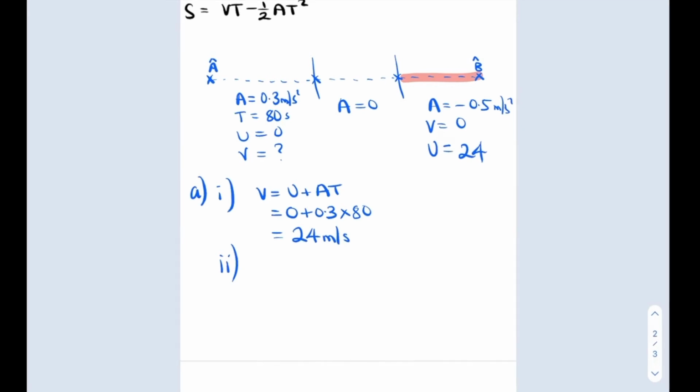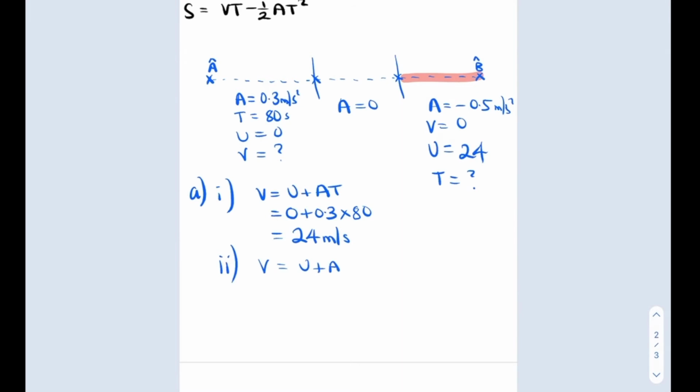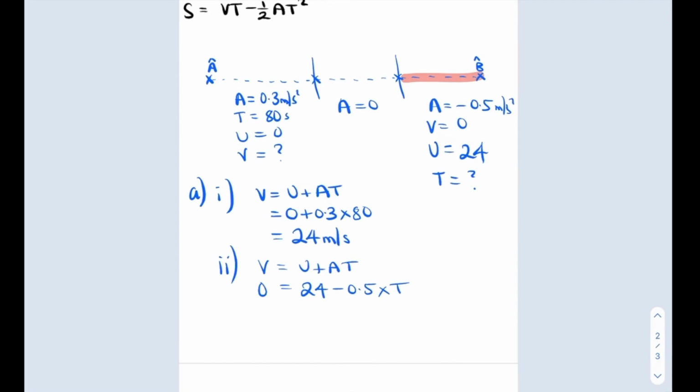So I'm trying to find t in this part. It's the same equation we used just now, v equals u plus at. However, I'm finding t this time. My final velocity is v, my initial velocity is 24, and I am subtracting 0.5 times t. So rearranging will give you the solution to t as 48 seconds.